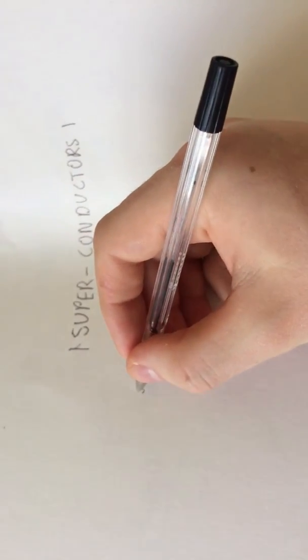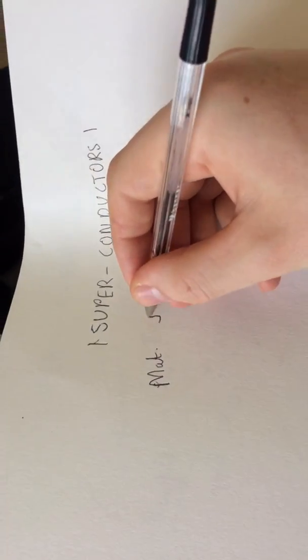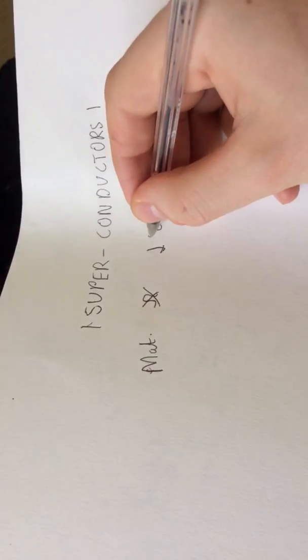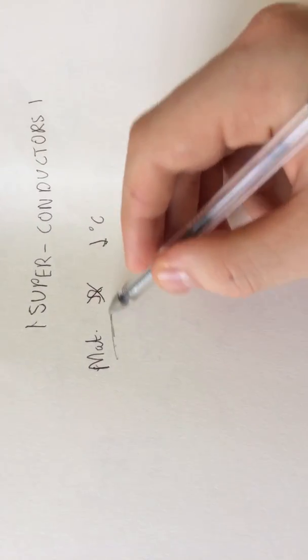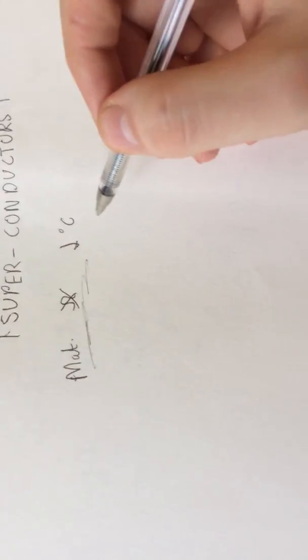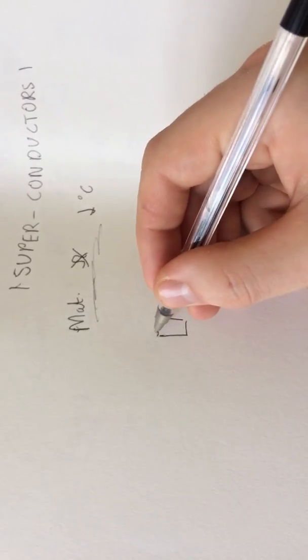So first of all, what is the definition of a superconductor? Well, a superconductor is a material that has negligible resistance at a very low temperature. The potential uses for this, for a material with negligible resistance at a very low temperature, is a battery.